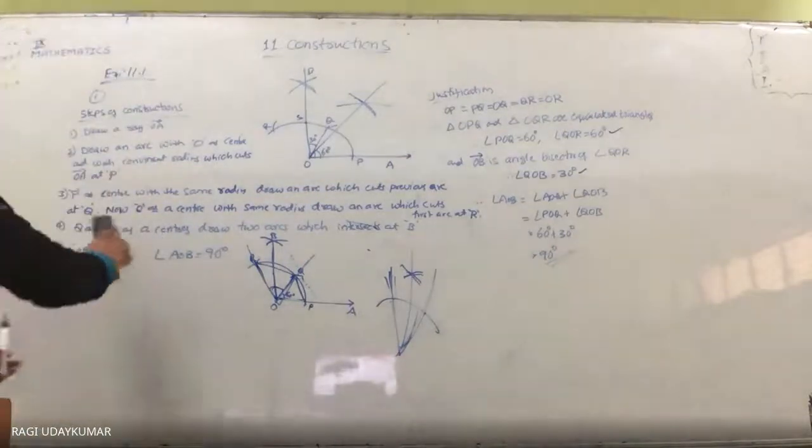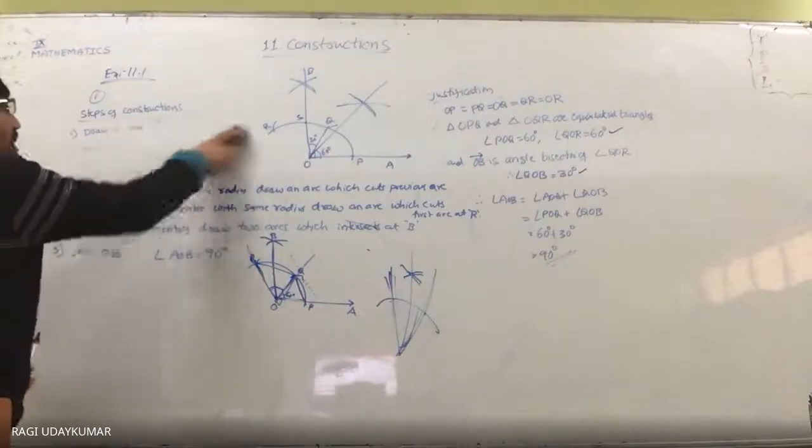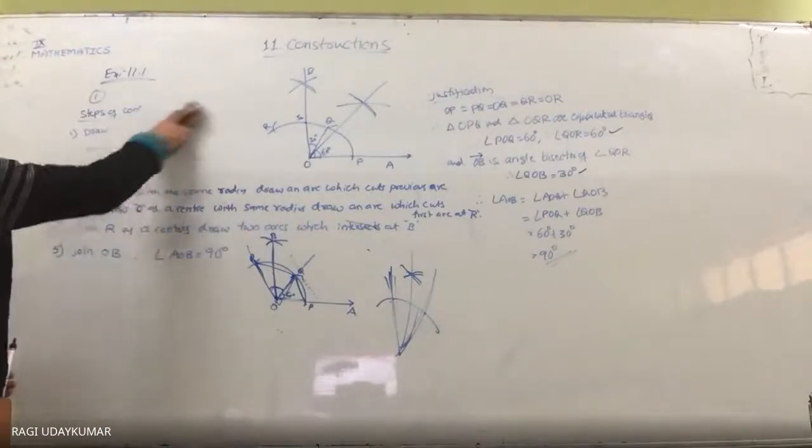Only this one problem, but you need to know the model. So that's why I explained it. So let us see the third question. How do we construct 75 degrees?